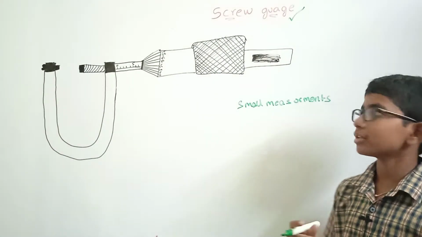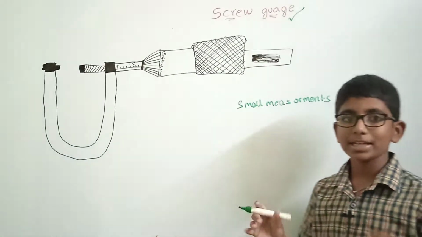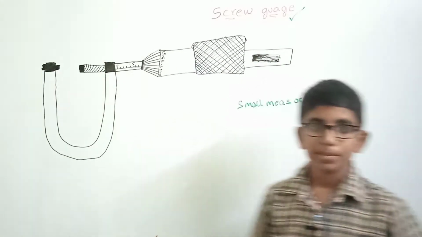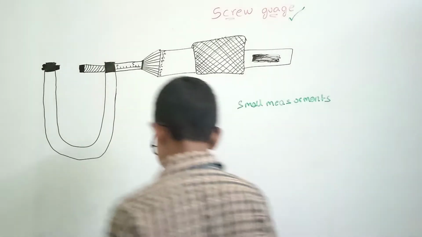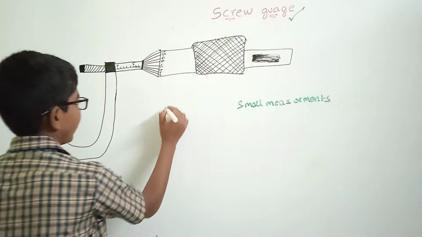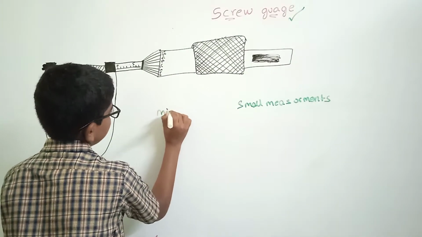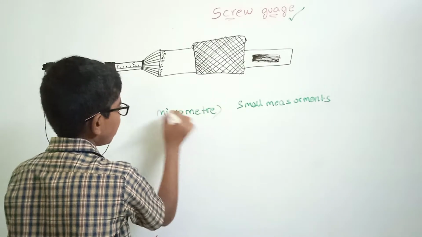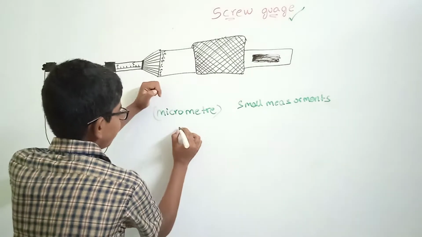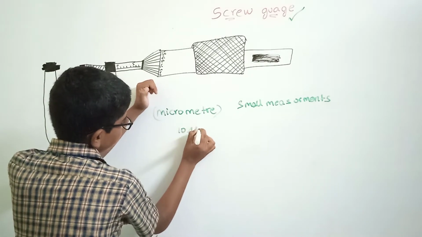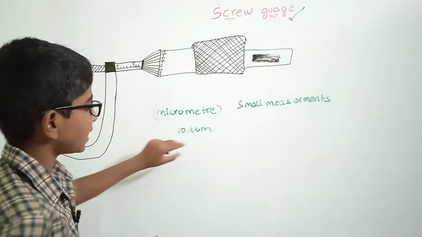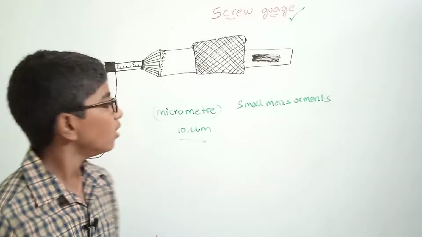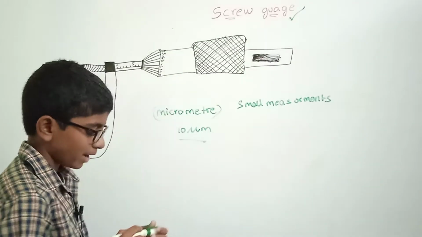First, what is screw gauge? Screw gauge is an instrument which is used to measure small quantities. It is also called a micrometer, or micrometer scale, because it can measure up to 10 micrometers, nearly equal to 1 micrometer. So it is also called a micrometer.